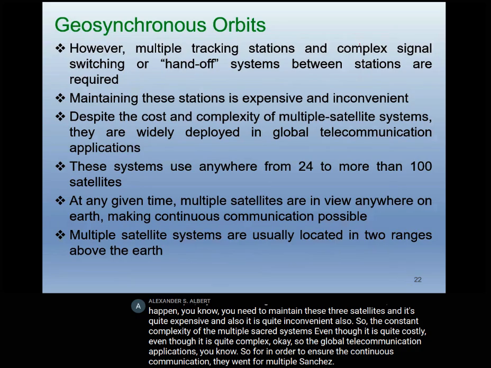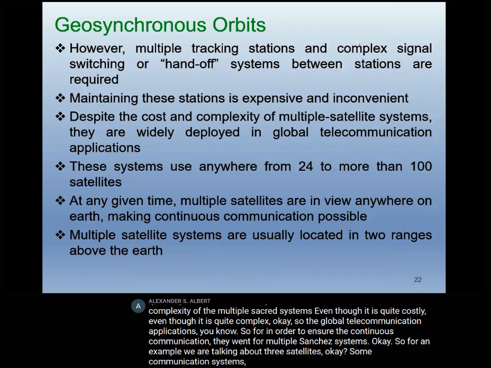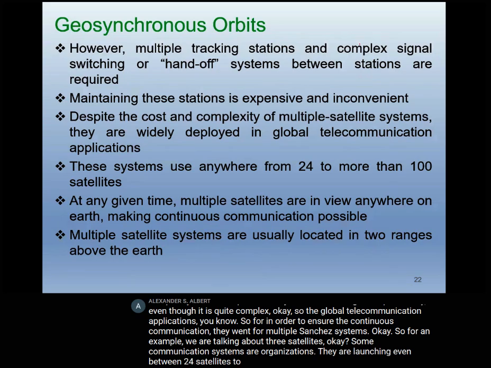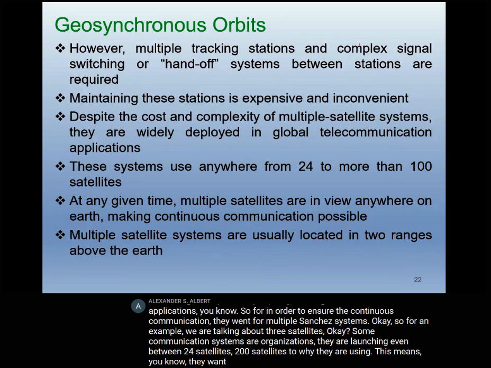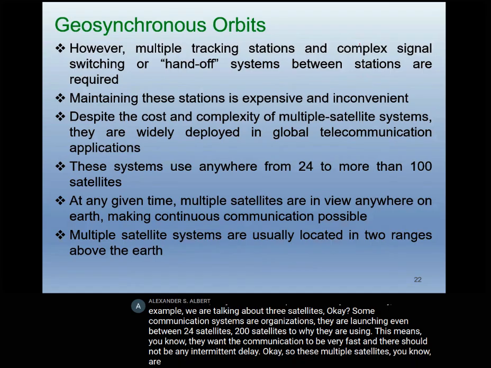global telecommunication applications went for multiple satellite systems in order to ensure continuous communication. We are talking about three satellites, but some communication systems or organizations are launching between 24 and 100 satellites. They use this because they want the communication to be very fast, and there should not be any intermittent delay. These multiple satellites around the Earth make continuous communication possible.